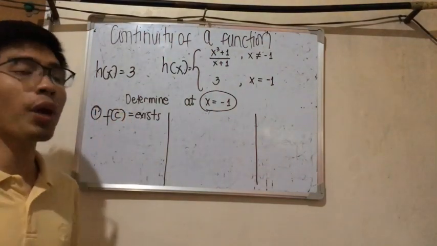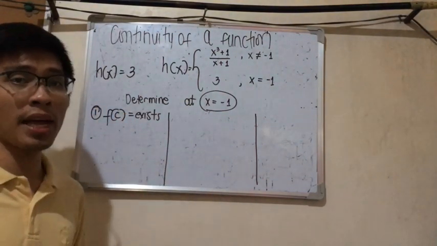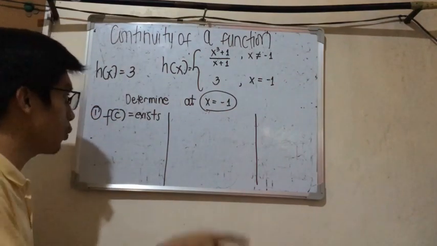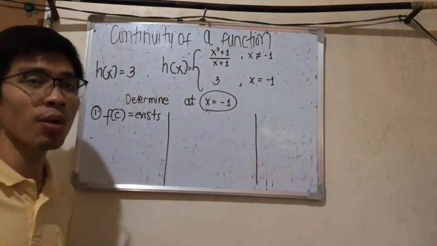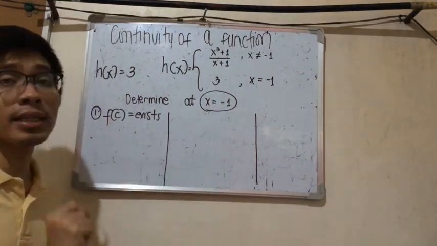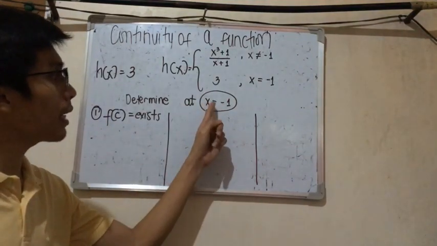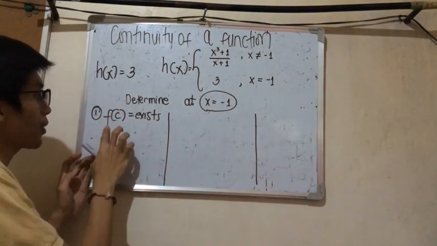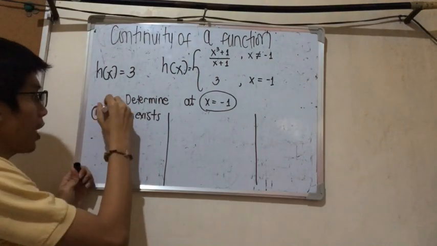Let's try to evaluate if the conditions apply, that is, continuous. If it violates at least one, that is not continuous. Let's begin with condition number 1. If f of c exists, what is my c? My c here is negative 1. What is my f of x, or my h of x rather, since my function here is h.